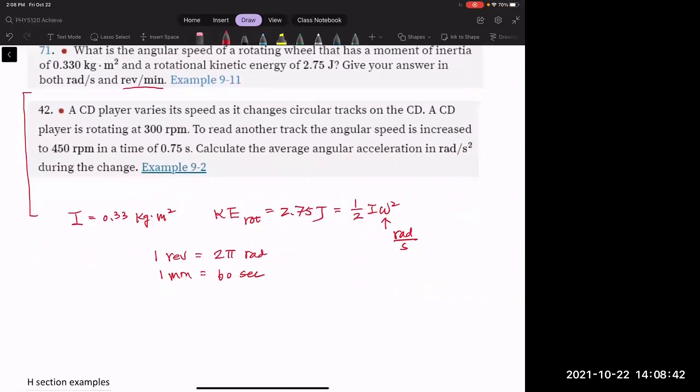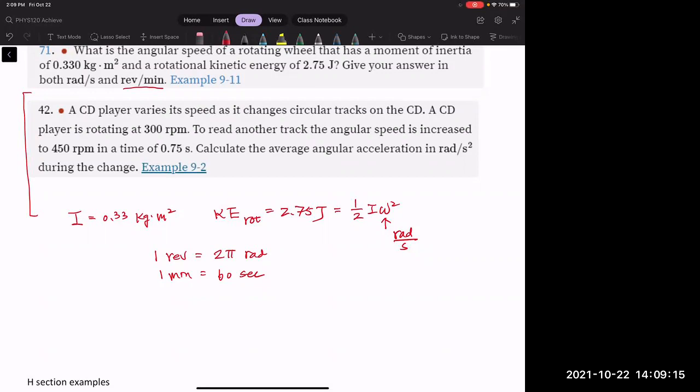The last one here is the CD player. It has a speed and it will change circular track on the CD. The CD player is rotating at 300 RPM. When they read another track, the angular speed increases to 450 RPM in a time of 0.75 second. They want you to calculate the average angular acceleration in terms of radian per second squared.